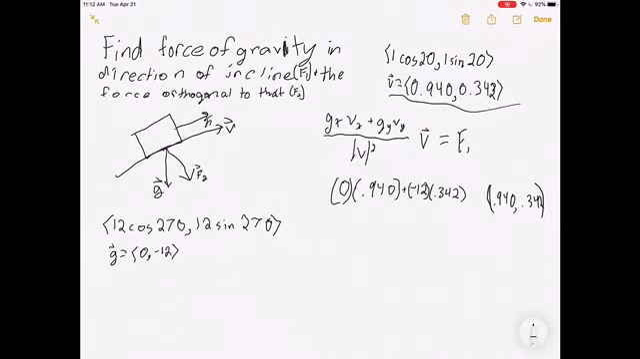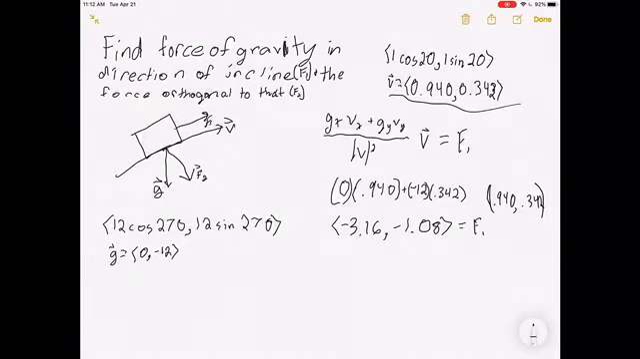Once we put that into a calculator, we end up with negative 3.16, negative 1.08. That's our F1. But that's still not the answer, because we need to find the answer, not just in that form.